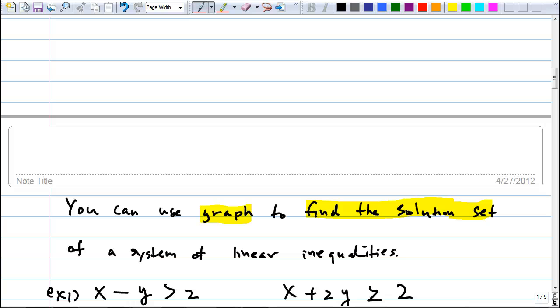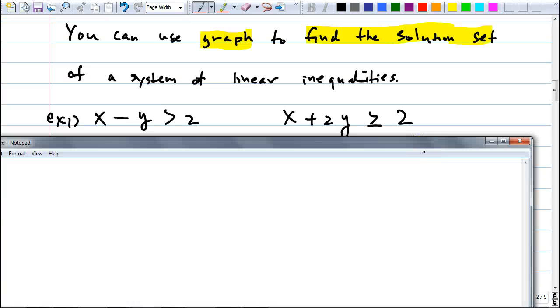Instead of an equal sign, for the first equation I have greater than. For the second one I have greater than or equal to. So go ahead and write this down. Okay, there you are. So it says you can use a graph to find the solution set of a system. As a matter of fact, the only way to find the solutions to a system of inequalities is to graph. There's no other way. Okay.